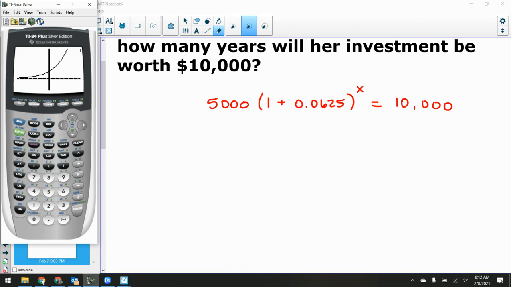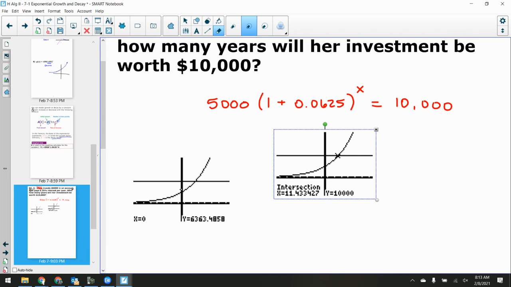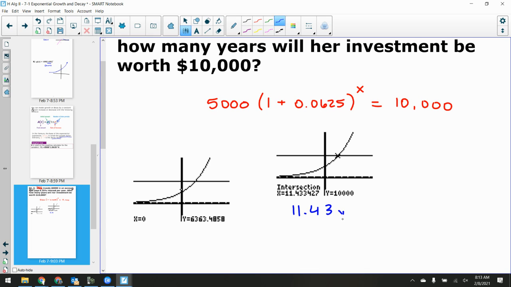Let's see. Okay, let's find out where they intersect now. Second, calculate, intersect. Remember, it's first curve, enter. Second curve, enter. Yes, enter. Okay, how long is it going to take for her investment to get up to $10,000? 11.43 years. And we'll just leave it as a decimal. 11.43 years.